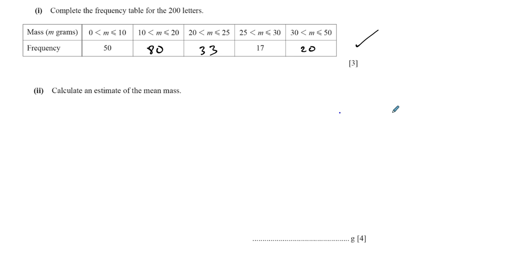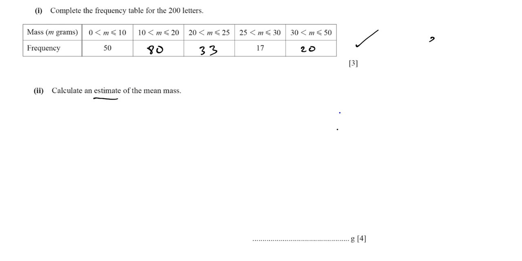Now, a couple of things you need to realize here. First of all, it uses the word estimate. Now the mean, in statistics, is what's commonly understood as the average. The average of a set of data is the sum of all of those data entries added up together, divided by the number of entries there were.